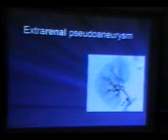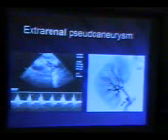This is an extra renal pseudoaneurysm, and also you can see this slow rising systolic flow with biphasic flow in the pseudoaneurysm. This is a pseudoaneurysm also. You can see the jet flow at the neck.